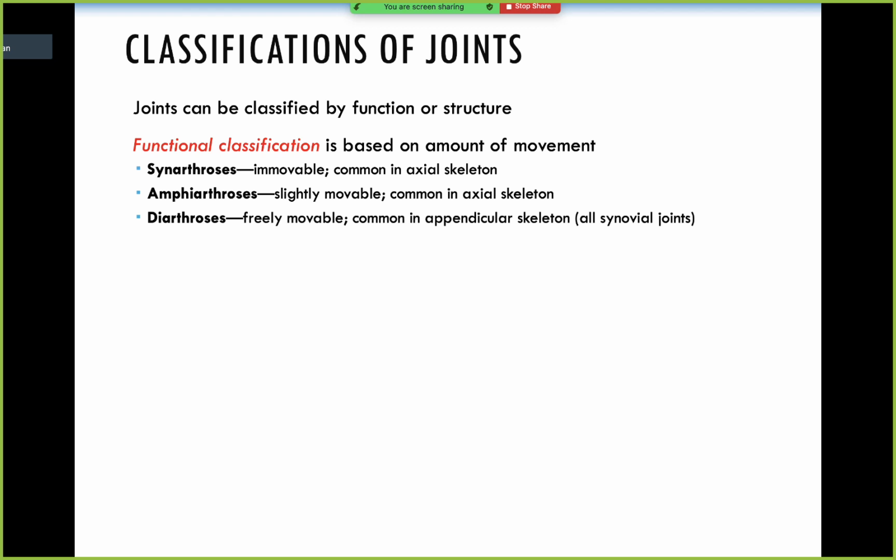Amphiarthroses, which is slightly movable. This is again in your axial skeleton. Remember, axial skeleton is your skull, your vertebrae, and the rib cage. The last one is diarthroses. This is going to be found mostly in the appendicular skeleton because the function of these guys is to really be freely movable. So you have a lot of movement in the diarthroses joints.